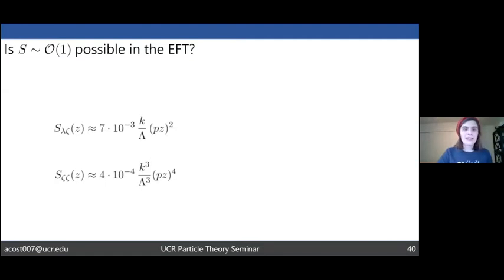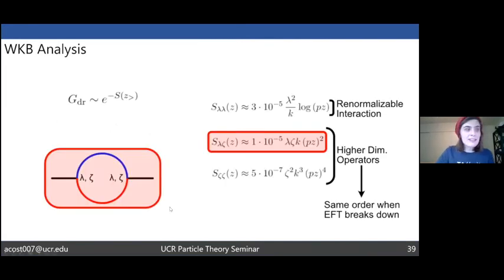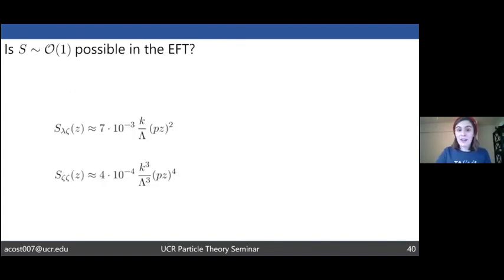So the question we want to answer is, is S order 1 possible in the EFT? So is this exponential suppression that is here a real exponential suppression that will affect the physics, or is it something that is outside of the EFT, something we never really access because it's never in the exponentially suppressed regime? So to figure that out, we're going to compare the scales at which S lambda zeta becomes order 1 and at which the two contributions become of the same order.